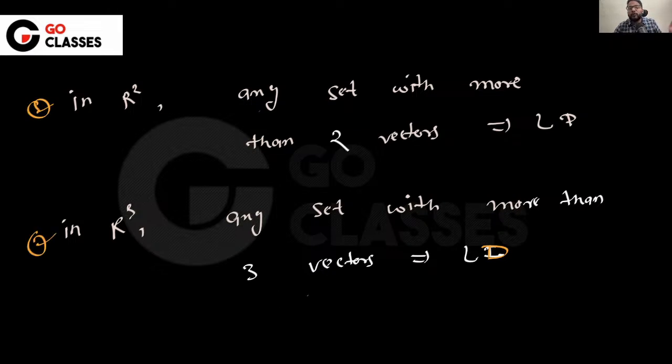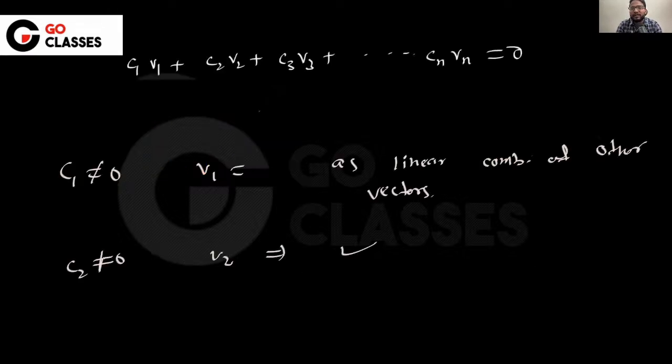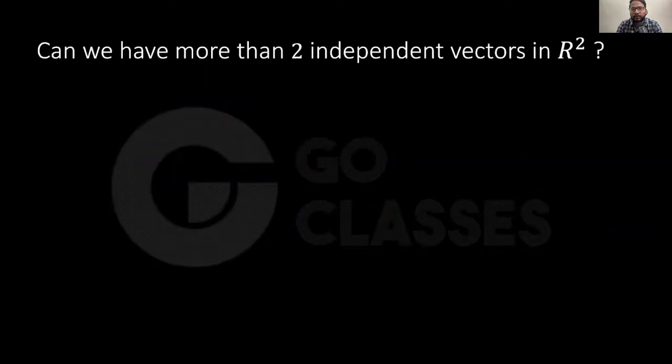Similarly, for Rn, if you have more than n vectors, then they must be linearly dependent. Or if you have two linearly independent vectors in R2, they will fill the space. And then I will say that this set, which is (1, 0) and (0, 1), is just the most convenient linearly independent set to me. They fill the space. Now let's do some questions, and then probably you will understand more.